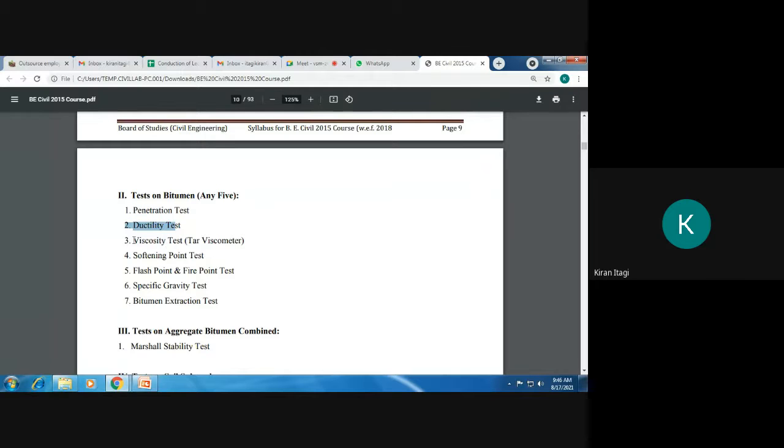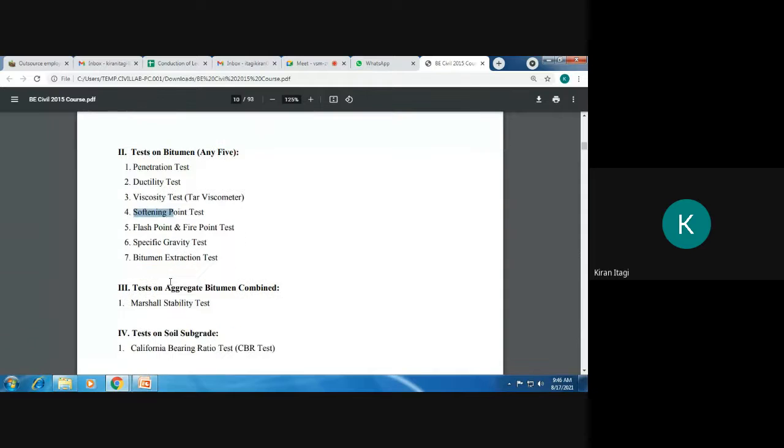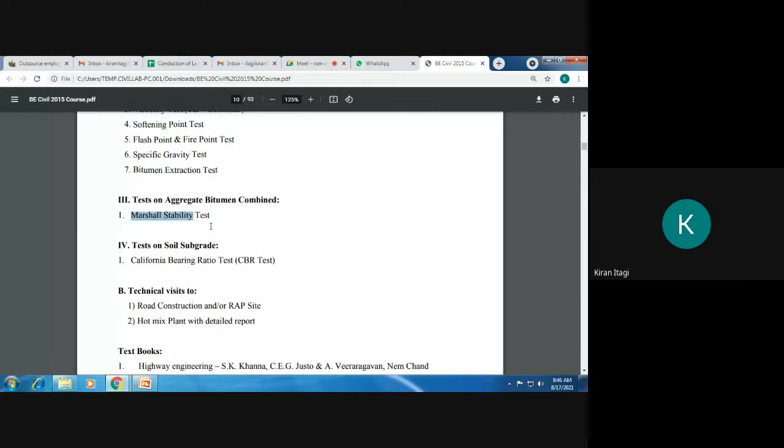Next we have the ductility test, viscosity test, softening point, flash and fire point, specific gravity, and bitumen extraction. These are some of the experiments that are conducted on the bitumen. And the third part is the Marshall stability test. This is one of the most important tests. It is done on bituminous concrete, which is a combination of the bitumen and the aggregate. We take that and go for a stability test, called the Marshall stability test, and this is one of the most important.